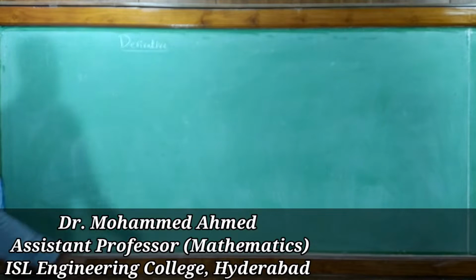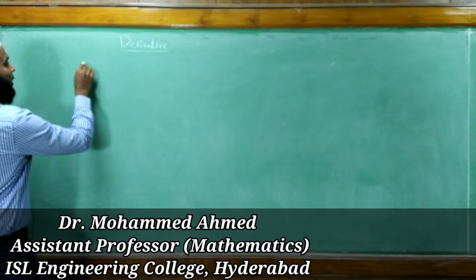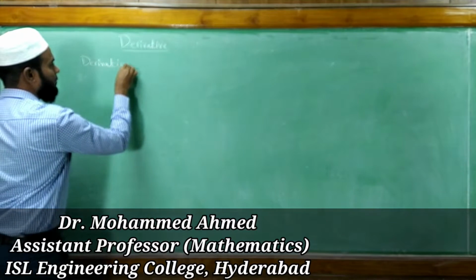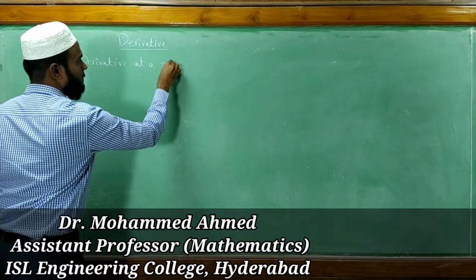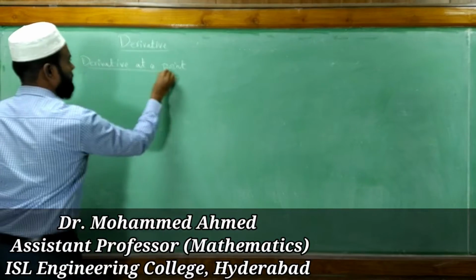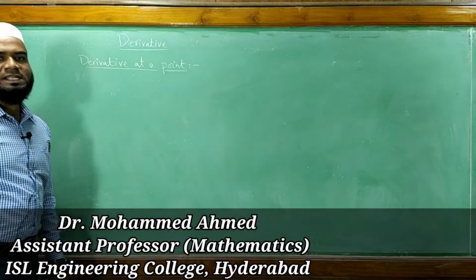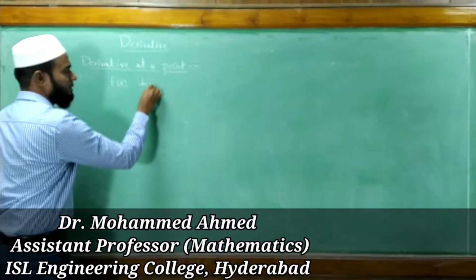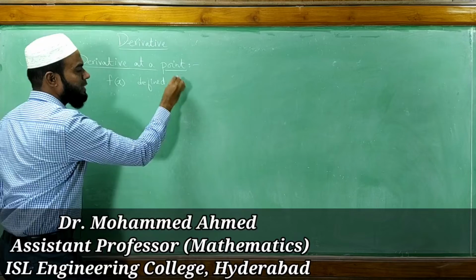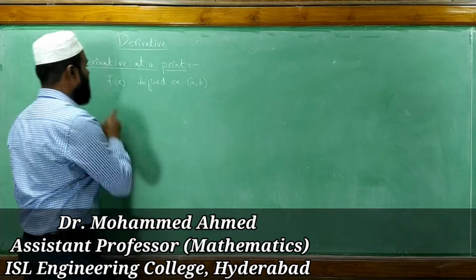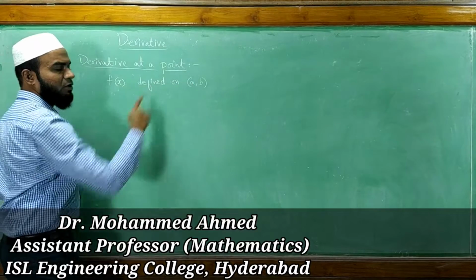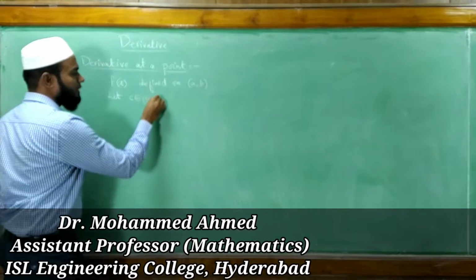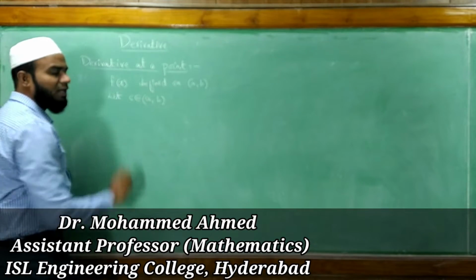Okay students, let us see the derivative of a function at a point. So I'll write the definition. Derivative at a point. Suppose students, I am having a function f of x which is defined on the open interval (a, b), and let c belong to the open interval (a, b), means c is a number in between a and b.